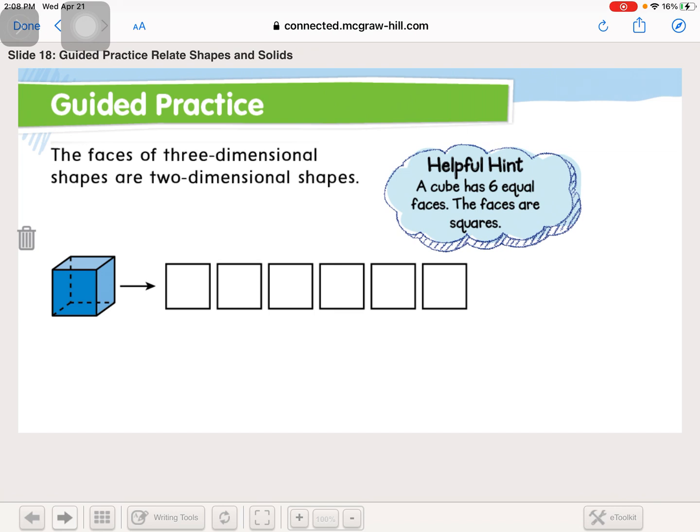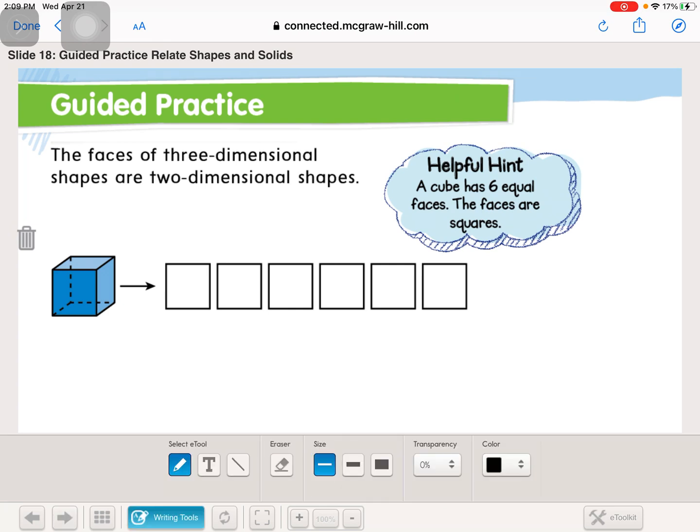All right, go ahead and open up to 772. It says the faces of three-dimensional shapes are two-dimensional shapes. So this is how they are related. The faces of the 3D shapes are 2D shapes. And it says, helpful hint, a cube has 6 equal faces. The faces are squares. So this one only has one kind of shape, but it has 6 of them, right? There's 4 all the way around, and then 1 on top and 1 on bottom. That makes 6 squares.